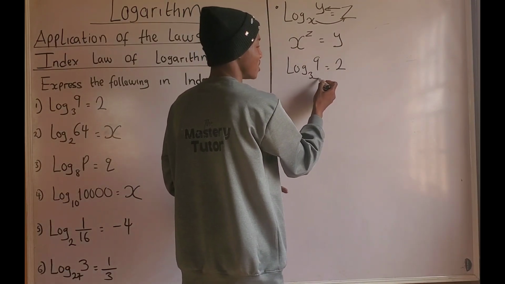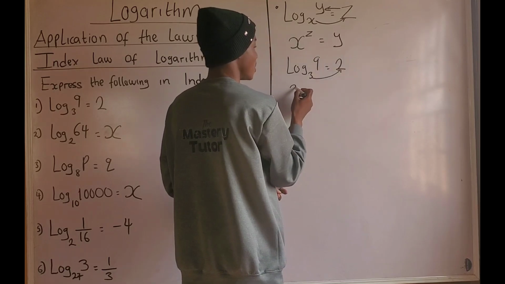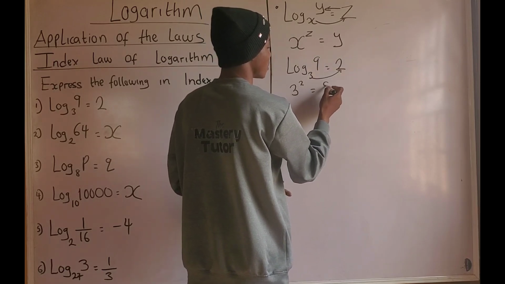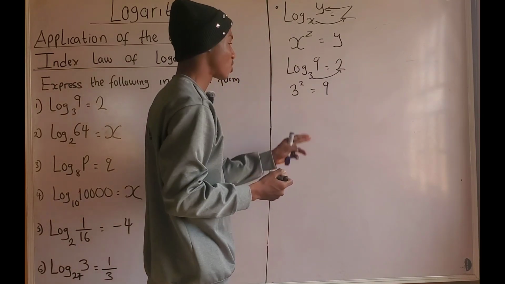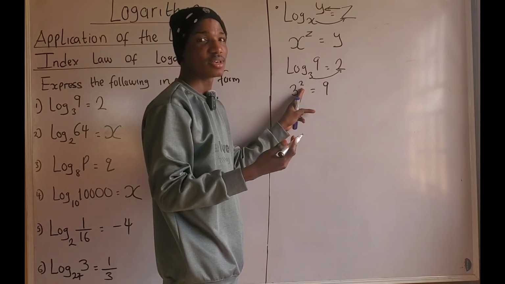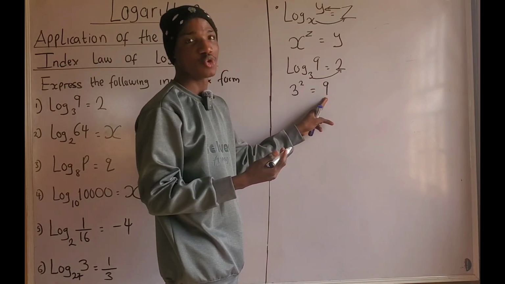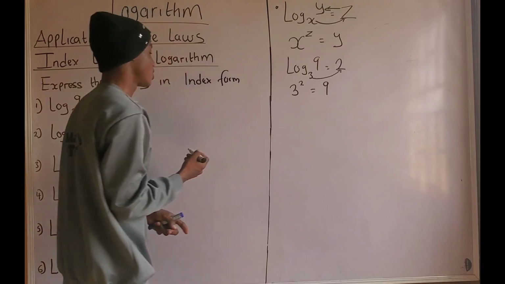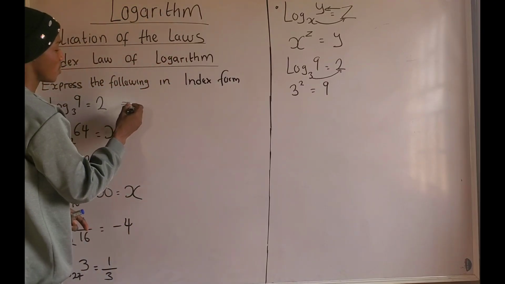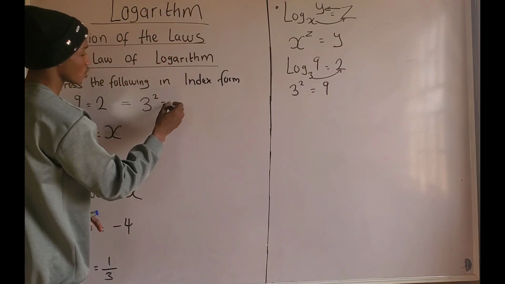this base, which is 3, will carry this 2. So I'm going to have 3 raised to the power of 2. Do you get it? Because 3 raised to the power 2 is what? 3 times 3, and 3 times 3 is 9. Do you understand? So that is the solution to this question. In index form, this will be 3 raised to the power of 2 equals 9.